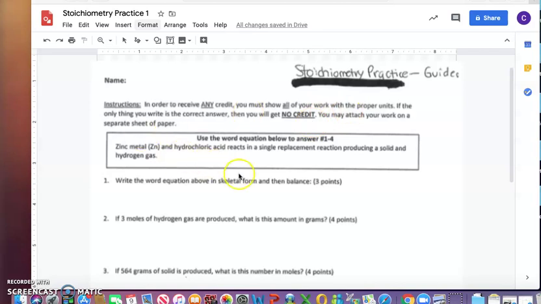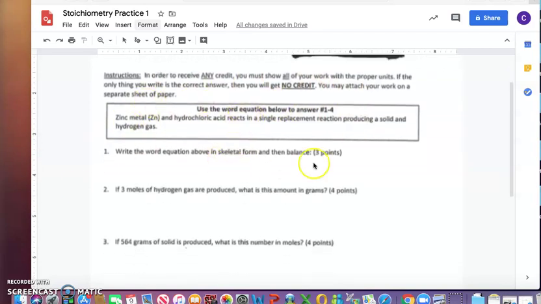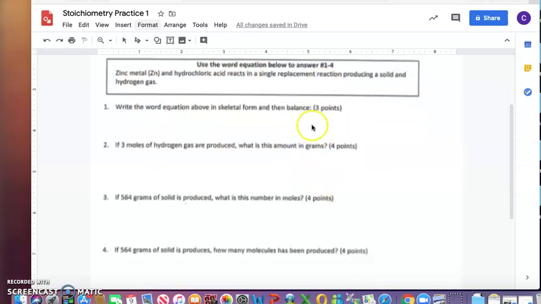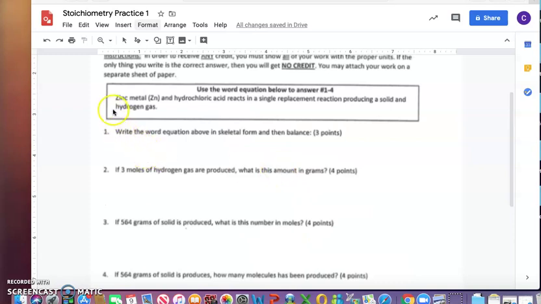So obviously this is an old test question that I just decided to give you guys. It's all based on one equation. So we need to be able to balance the equation correctly, write it out correctly to answer these 3 questions. It says zinc metal, Zn, and hydrochloric acid react in a single replacement reaction, producing a solid and hydrogen gas. They've given us 2 reactants and 2 products.